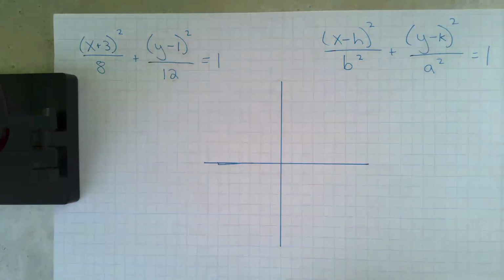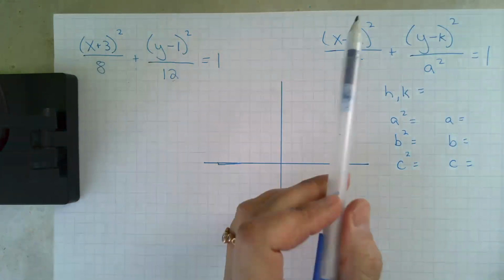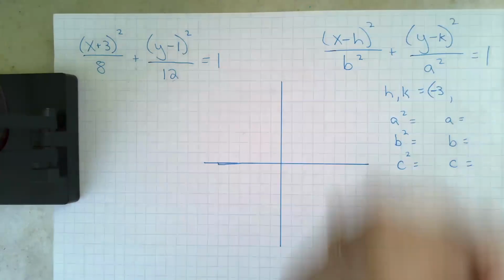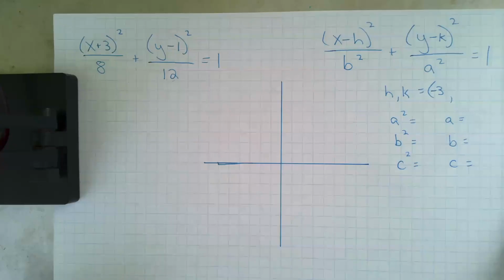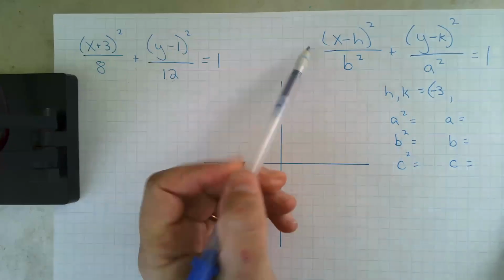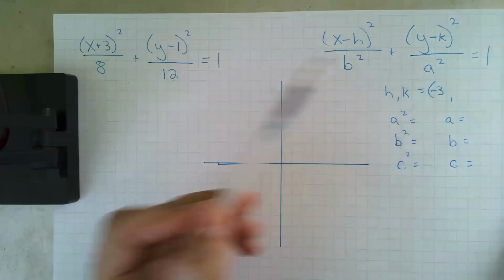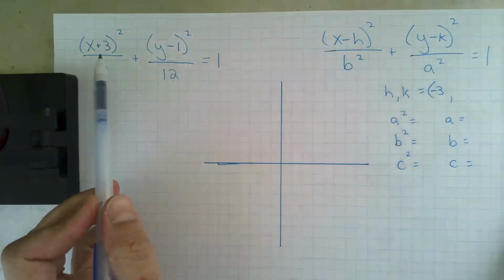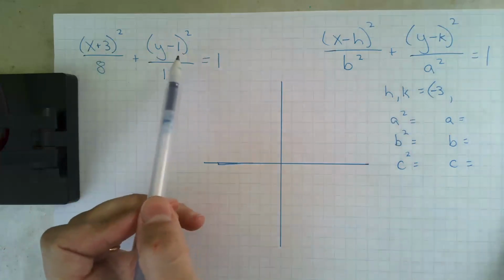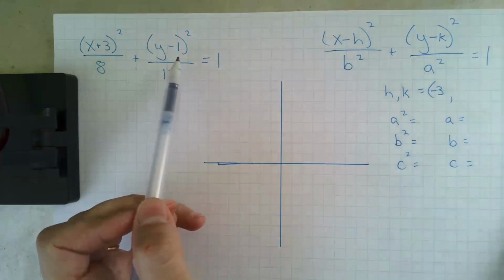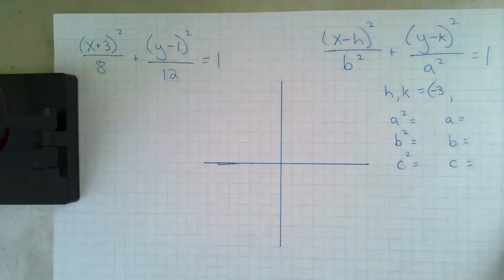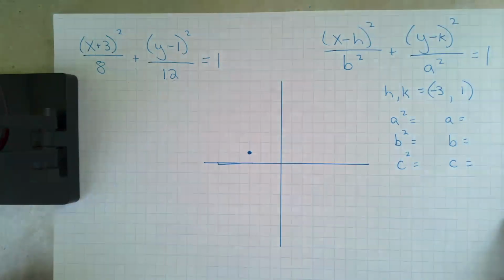Okay, now I'm going to make my list of things. So 3 is my minus h, so my h is minus 3, right? x minus negative 3 gets me my x plus 3 here. And then similarly, my y minus 1, y minus k, means my k is 1. And I'm going to go ahead and plot that. And so that right there is the center of my ellipse.